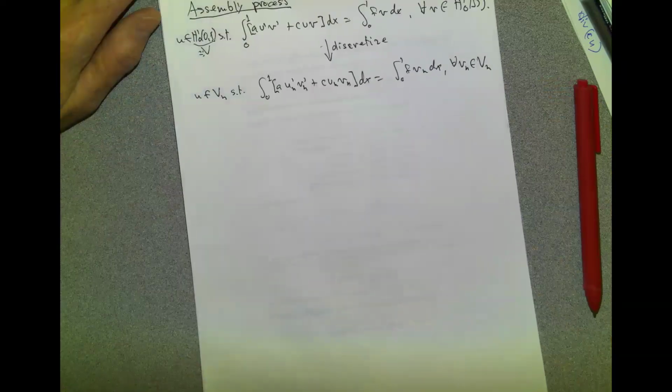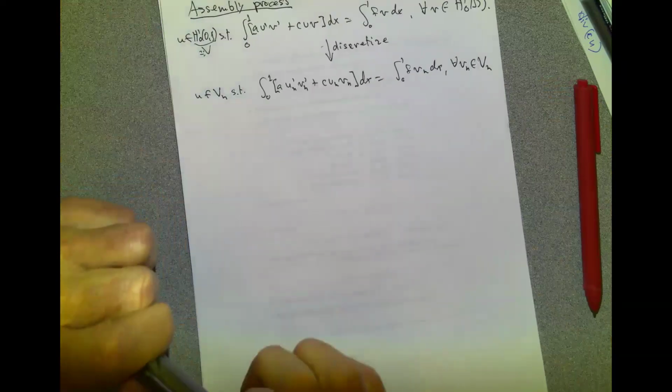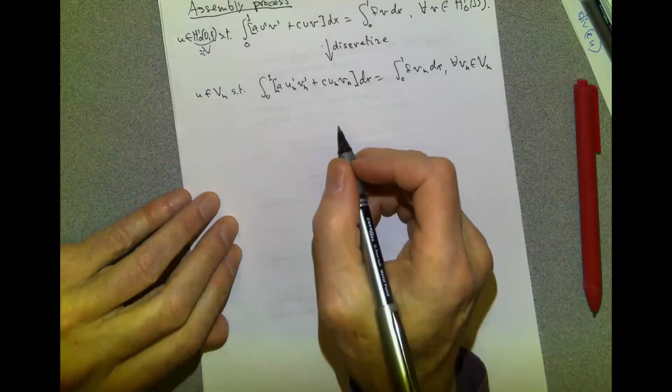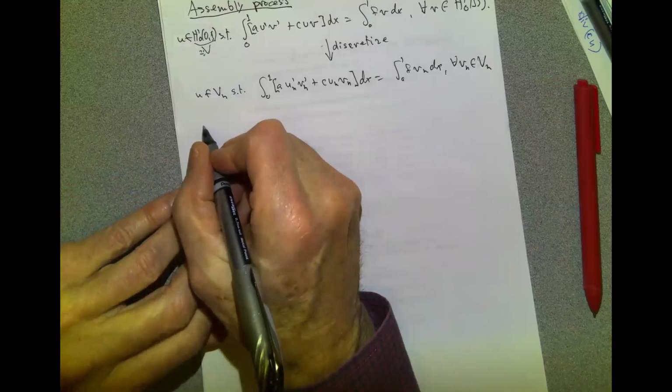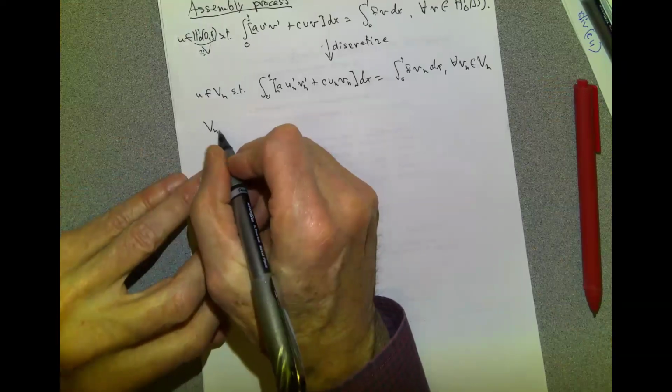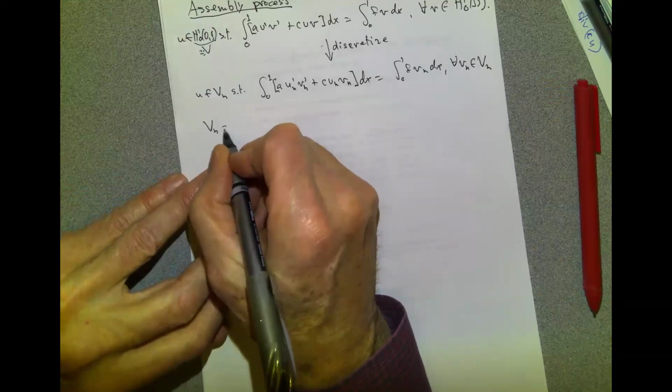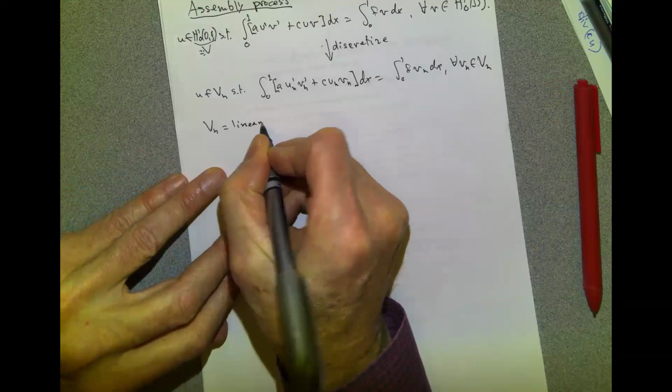Let's do it for linear elements first. So what do we have? V_h is the set of linear finite elements.